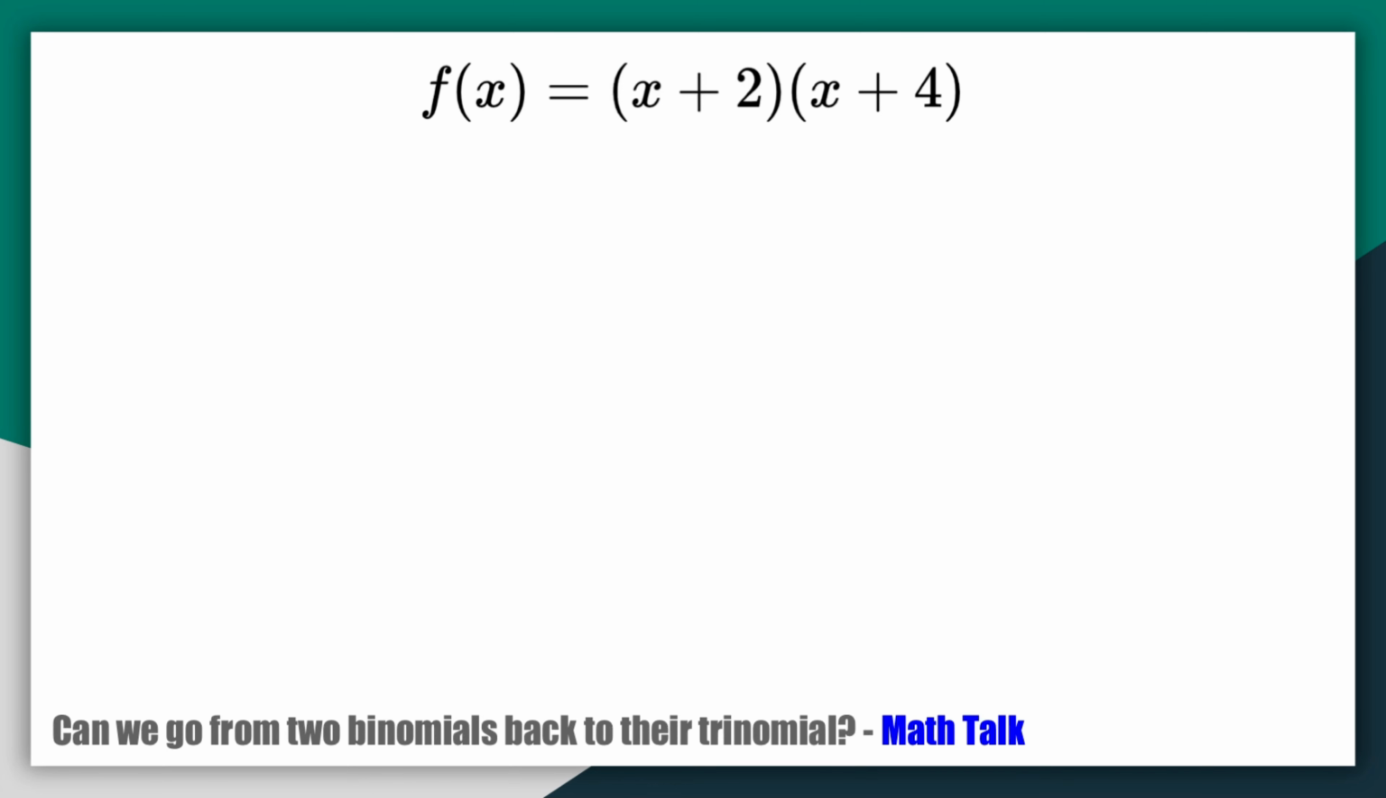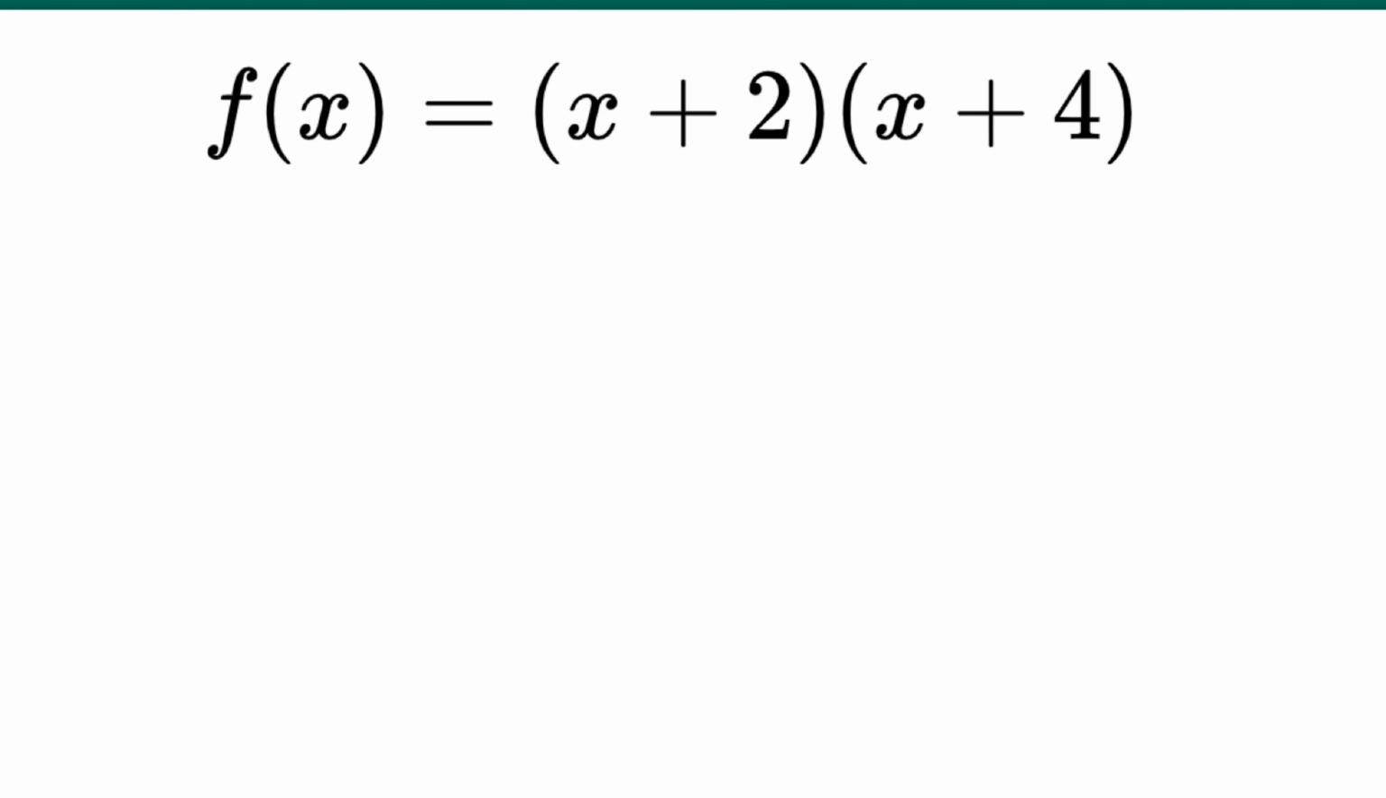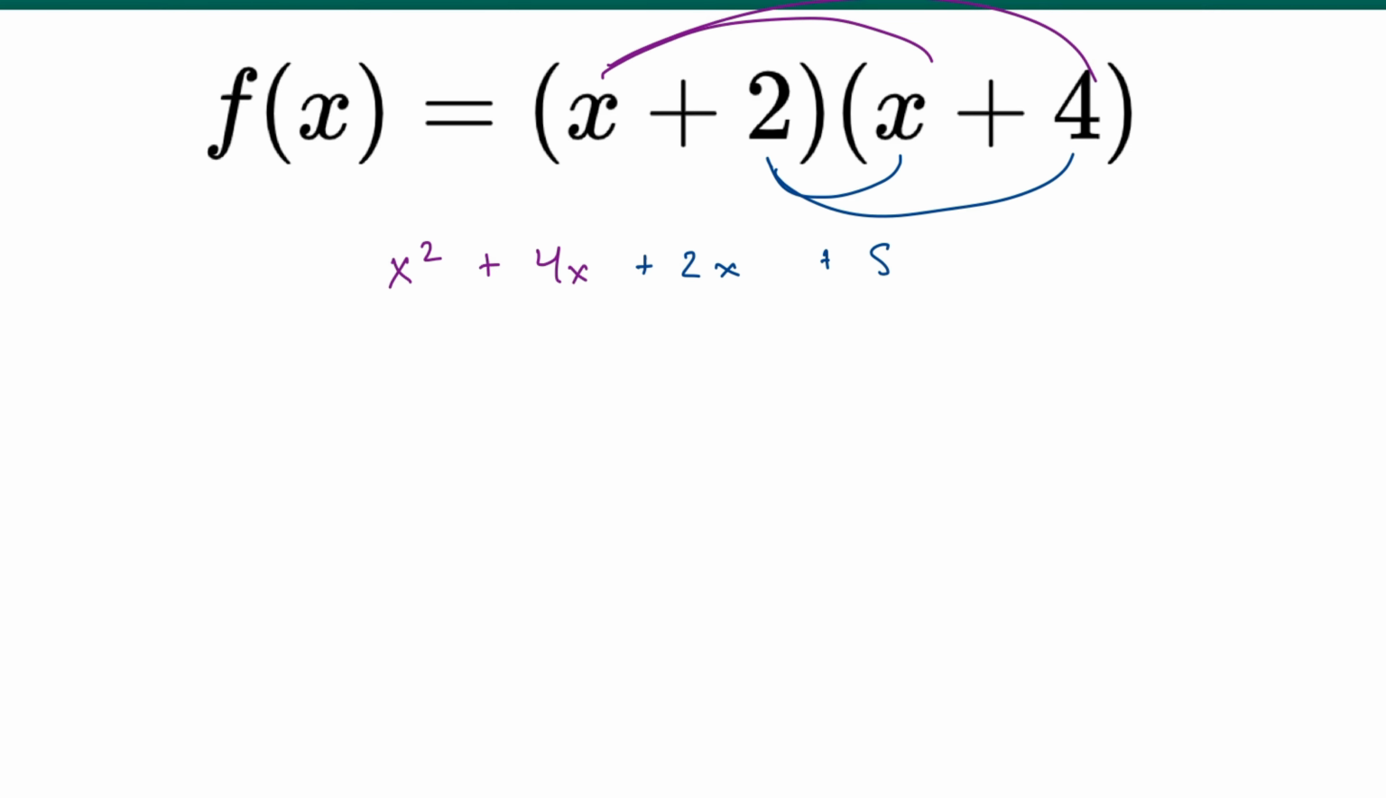So first we have a little bit of math talk, right? Can we go from two binomials back to their trinomials, okay? Now to review that, right, we have a binomial times a binomial, so x plus 2 times x plus 4. We know this is actually a quadratic here that's broken down into its factors. So let's unravel it, right? And you guys know how to do this, right? You take your first term, you multiply it by the next two, you end up with x squared plus 4x, and then you take 2 times x and 2 times 4, you get plus 2x plus 8. It should all be pretty straightforward. You simplify, and you get x squared plus 6x plus 8, okay?